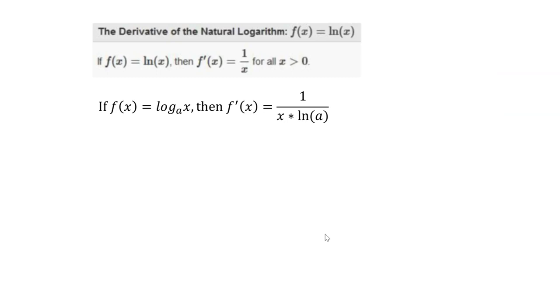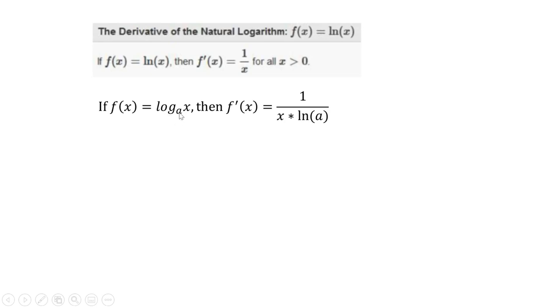On the other hand, yesterday we learned that if the function was the ln of x, then 1 over x was the derivative of that. Again, that will be on the sheet that you could use. That was what we learned yesterday. But what if the log that you're taking is not a base e log, which is what ln means? What if it's some other base?